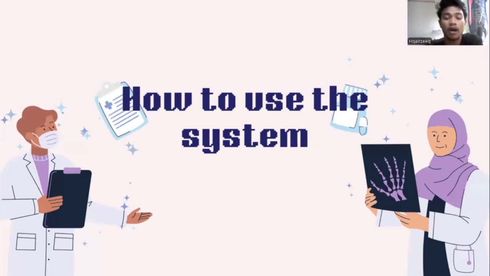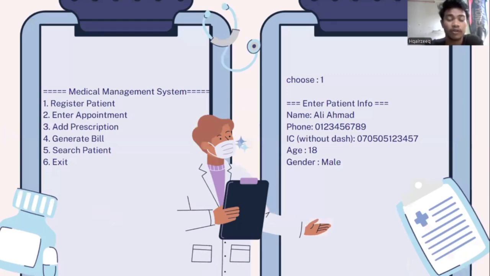I am going to explain how to use the system. First, when you run the system, it will show the output like in the slide on the left, the medical management system, and it will show 6 different menus.